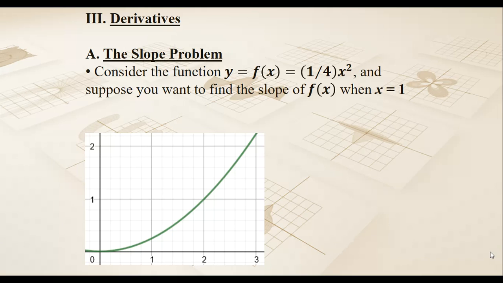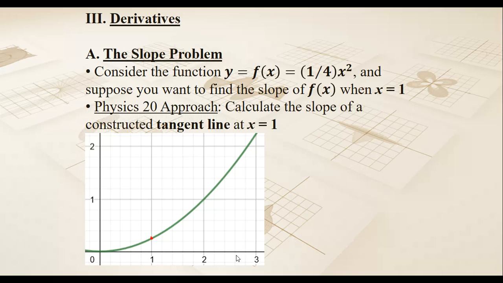I actually plotted that equation using a mathematical program. I think it's called GeoGebra. It's a really good program online you can use to plot graphs. And for that function y equals 1/4 x squared, I want to figure out what the slope of that function is at x equals 1. So I'm interested in knowing, at x equals 1, what is the slope at this point?